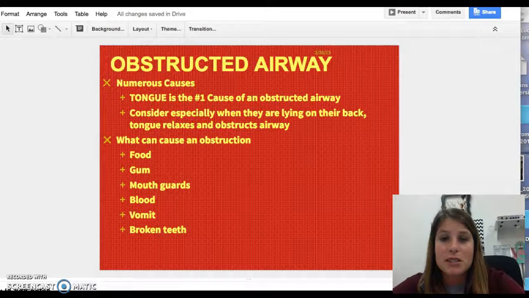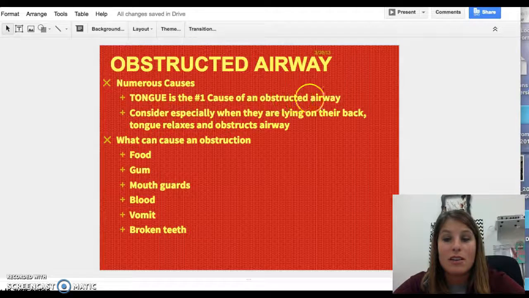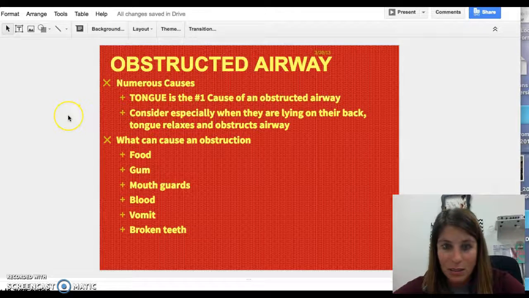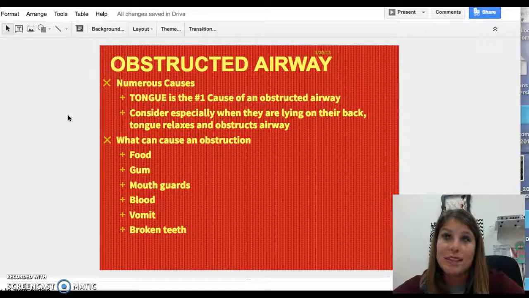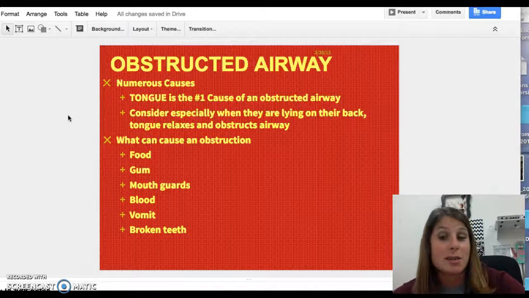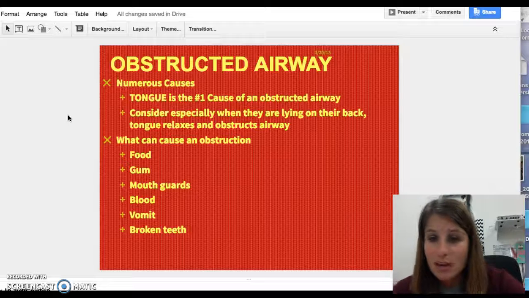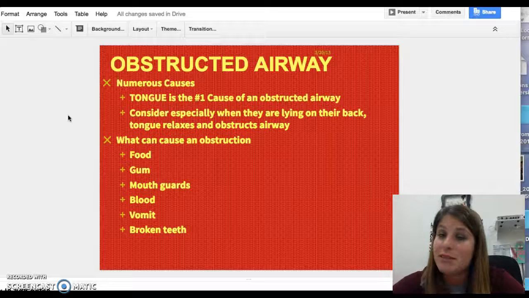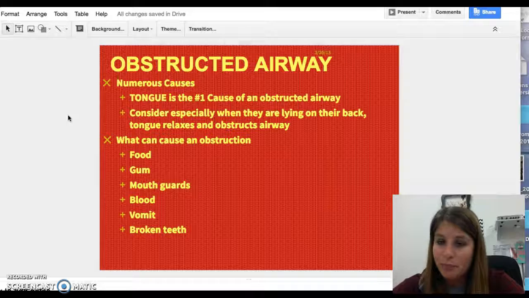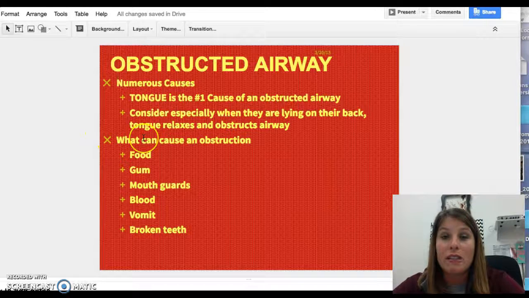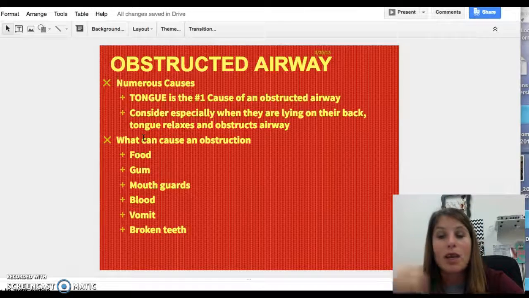With breathing emergencies, one of the big things that we see is airway obstructions. The number one cause of an airway obstruction is your tongue. That could be because you are unconscious and your tongue is a muscle and you lose control over that muscle. We see sometimes people that have seizures can have this problem as well. But if your tongue is blocking the airway, then there's no air that can get in or out.